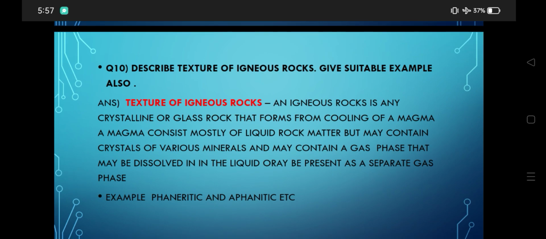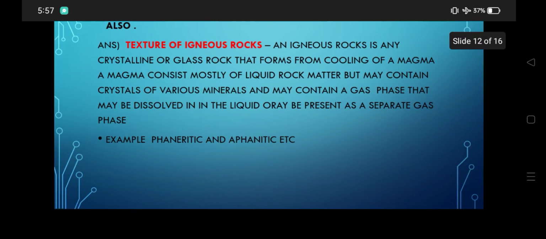Describe texture of igneous rock, give suitable example also. Answer: texture of igneous rock. An igneous rock is any crystalline or glassy rock that forms from cooling of magma. A magma consists mostly of liquid rock material but may contain crystals of various minerals and may contain a gas phase that may be dissolved in the liquid or be present as a separate gas phase. Example: phaneritic and aphanitic etc.